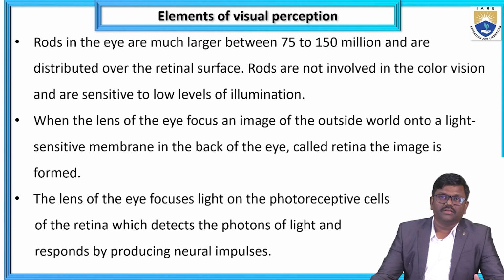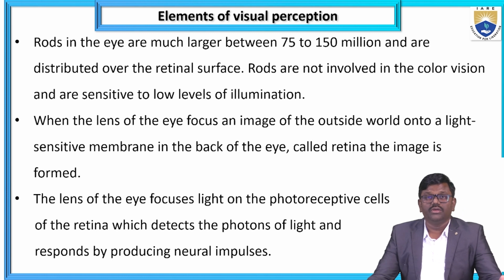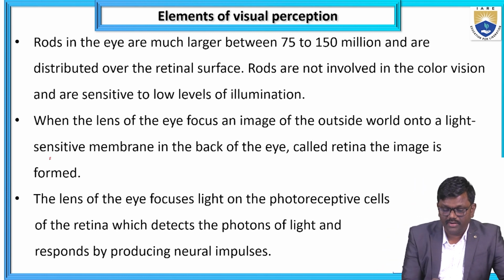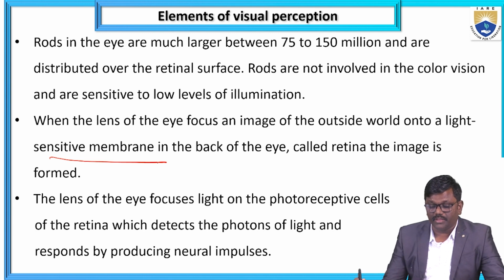Rods in the eye are much larger in number, between 75 and 150 million, and are distributed over the retinal surface. The rods are not involved in color vision and are sensitive to low levels of illumination. When the lens of the eye focuses an image of the outside world onto a light sensitive membrane in the back of the eye, called the retina, the image is formed.